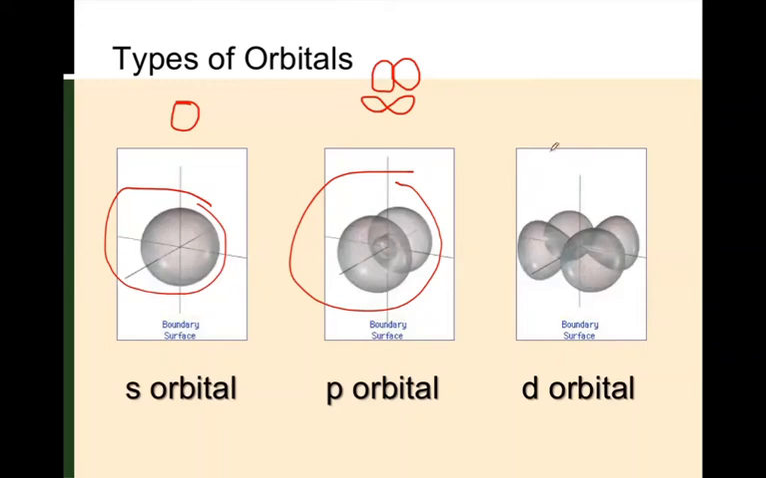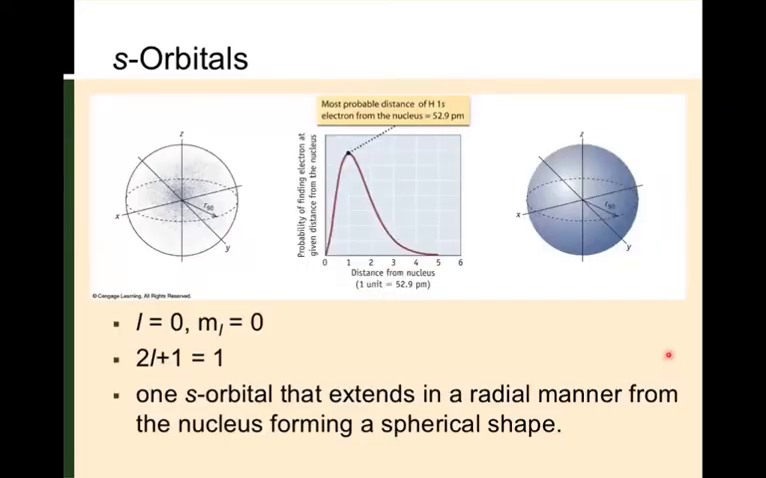D orbitals have different shapes. You don't really need to remember those for this class, but be familiar that all of the different letters, S, P, D, and even F orbitals, just have different shapes. Just be aware of that.